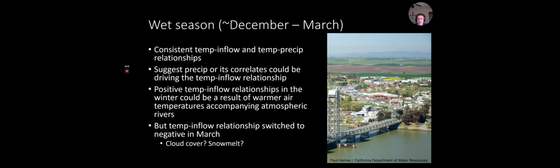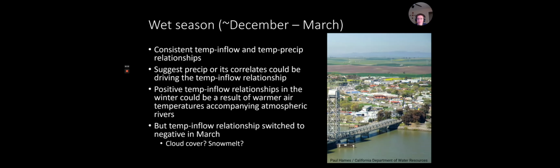In the wet season, we found consistent temperature-inflow and temperature-precipitation relationships. This could suggest that precipitation or its correlates could be driving the temperature-inflow relationship. A positive temperature-inflow relationship in the winter could be a result of warmer air temperatures accompanying atmospheric rivers.